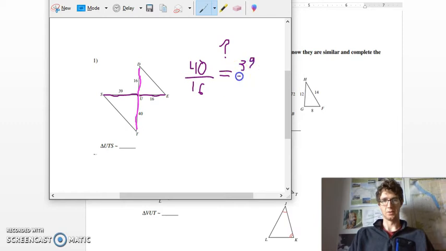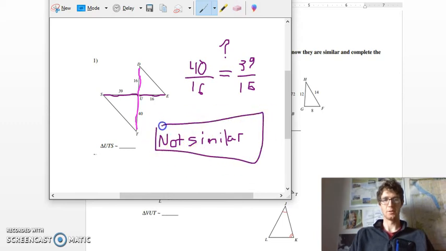And I feel like for this, you can kind of get an intuitive sense, well, 40 divided by 16 can't possibly be equal to 39 divided by 16. So this one I just want you guys to put not similar. Because these two sides can't be proportional, you'll get a different number for both these fractions. So for 1, that's all I want you guys to put. I just want you to put not similar.